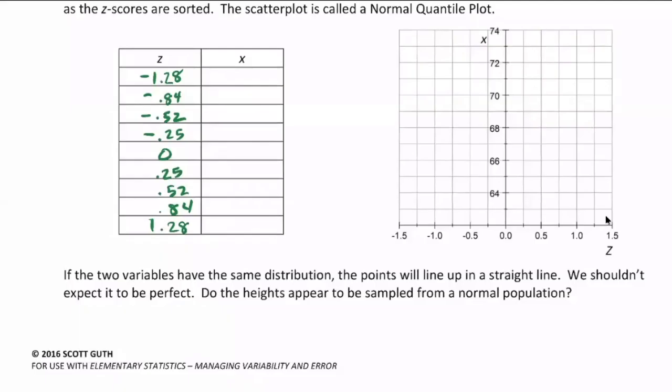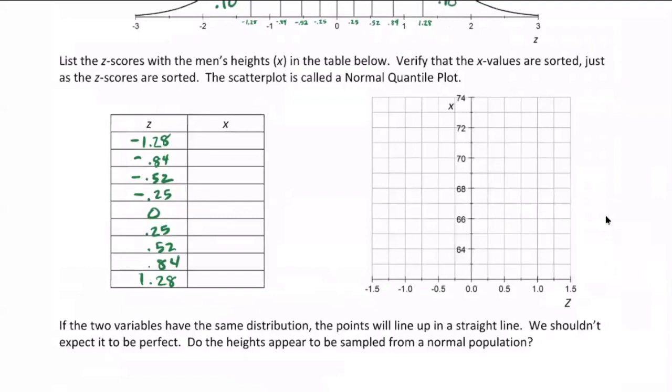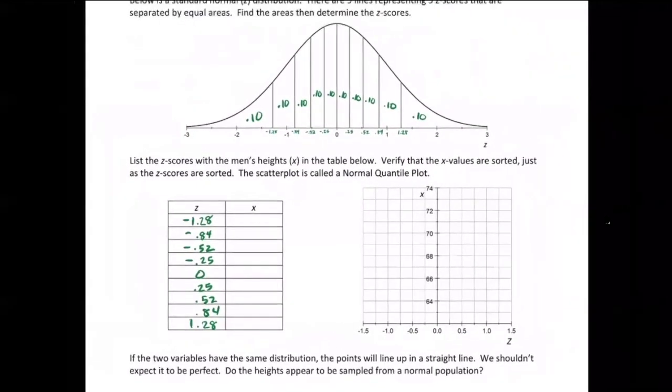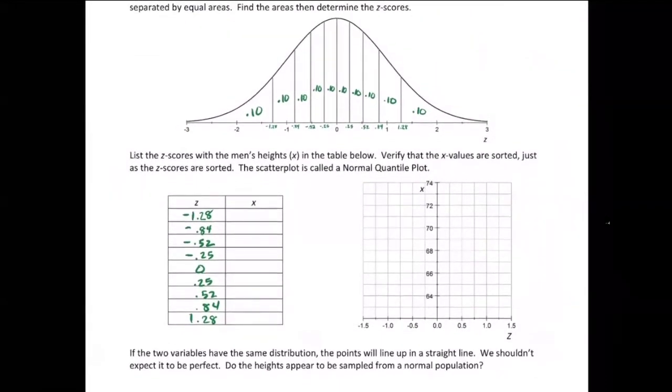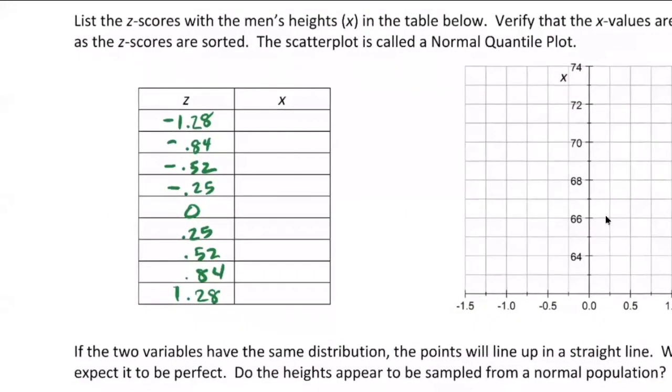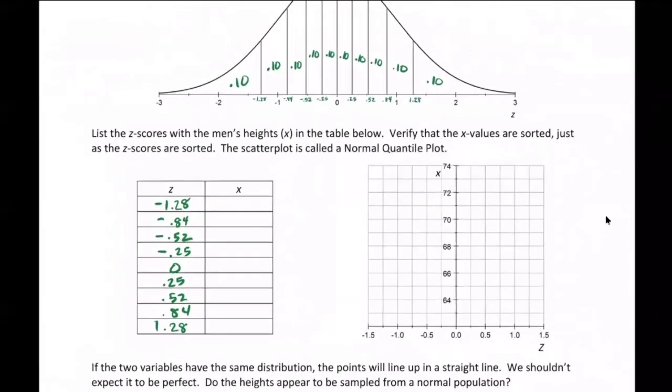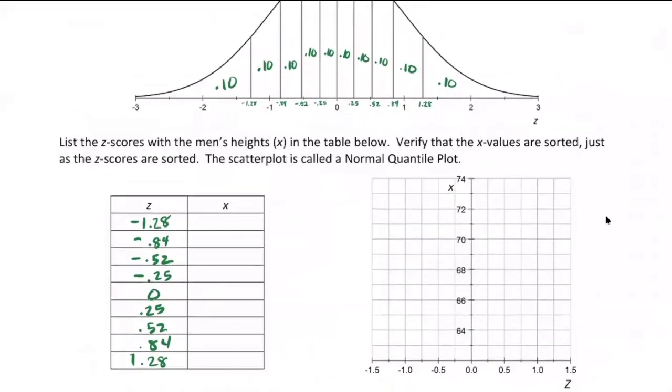Hey, there we go. All right, so I've got all the z-scores in here. Go ahead and put them in, but we also want to compare those to Min's heights. So the idea is we're comparing the z distribution to your distribution of data points, and we want to see how well they line up, literally. Okay, so let's go ahead and put in the Min's heights.